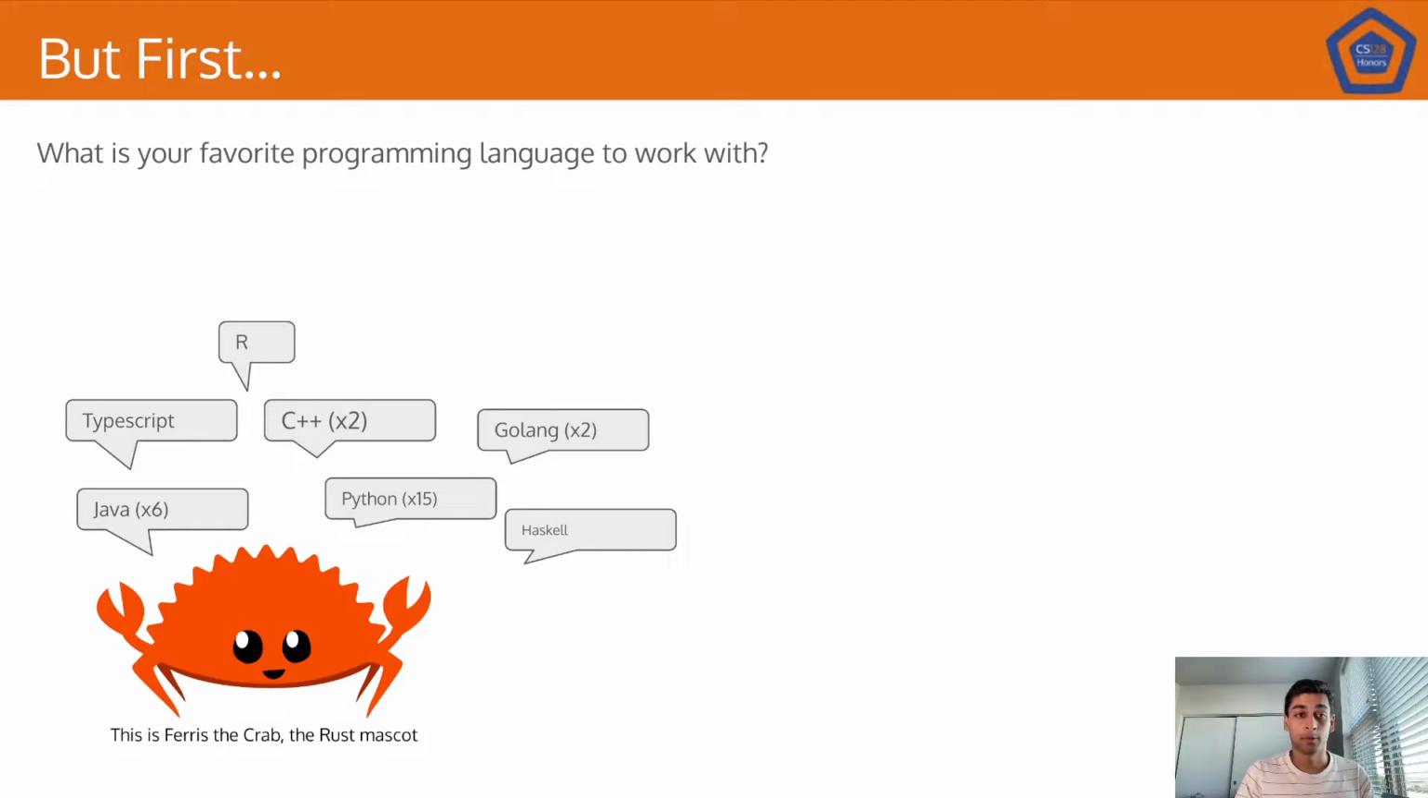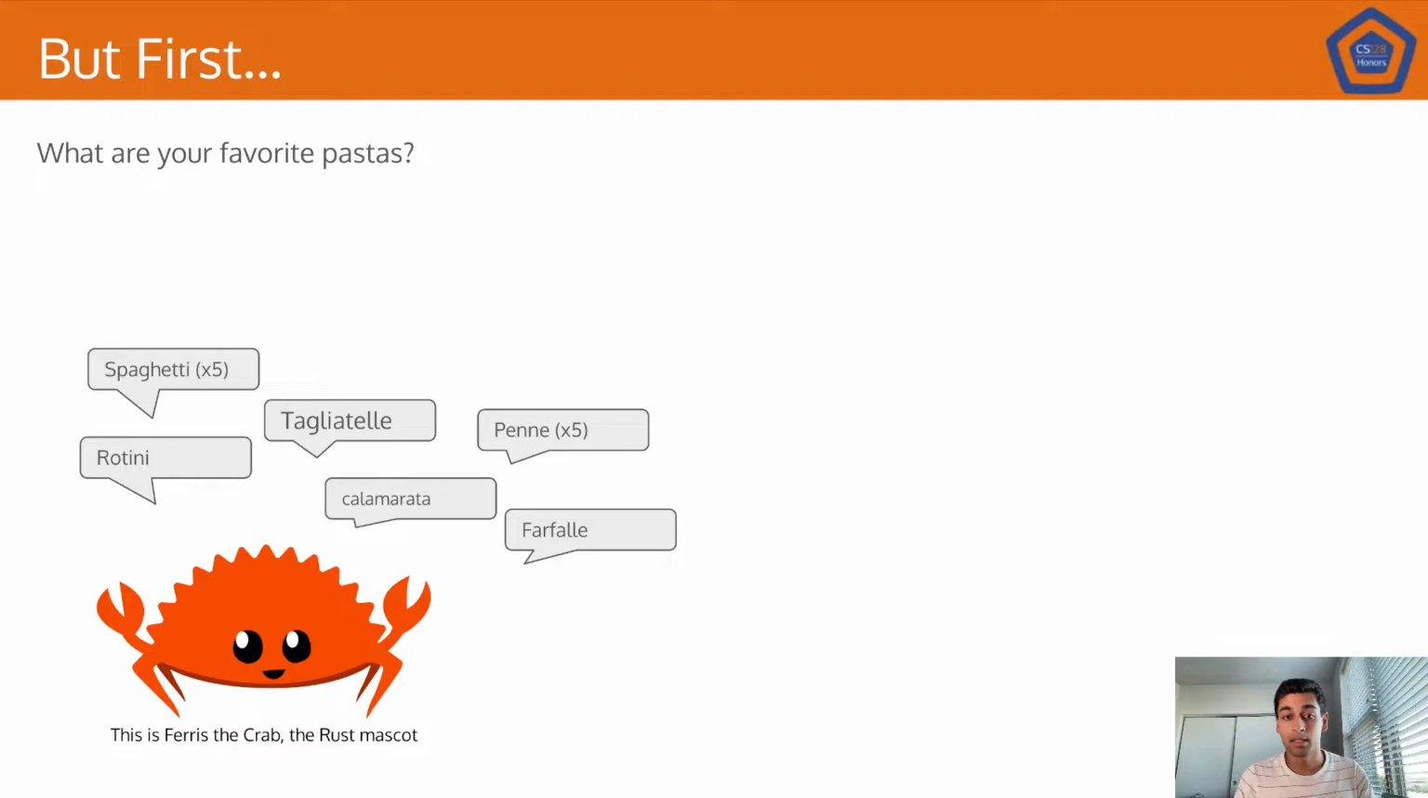And what your favorite programming languages are to work with. So some Java, a lot of Python, some Golang. One of you learned Haskell this summer, some C++, TypeScript, R, nice little mix there. Favorite pastas. So a split between spaghetti and penne, and then a couple stragglers in there, like rotini, tagliatelle, calamari, farfalle, and a bunch more.